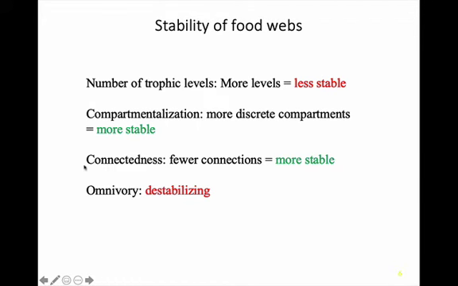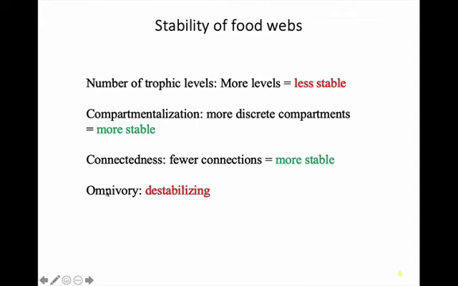The connectedness between species, surprisingly, because the way that people think about ecology is everything's connected to everything else. No, that's not true. The surviving food webs, in fact, tend to have relatively fewer connections than you might guess. Those that have more connections tend to be less stable. Fewer connections, more stable.